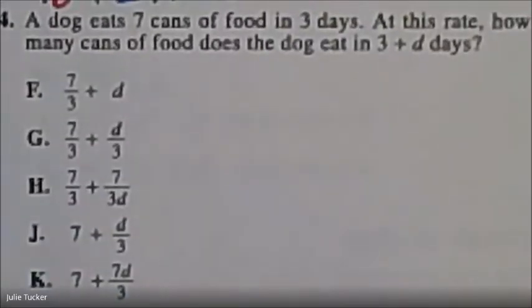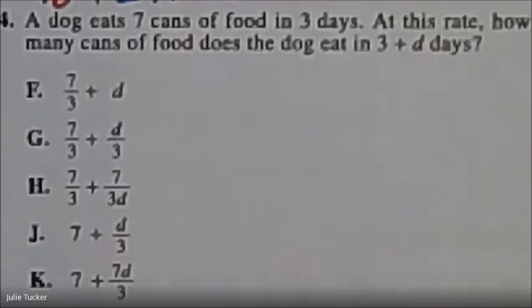A dog eats 7 cans of food in 3 days. At this rate, how many cans of food does the dog eat in 3 plus D days? So, D days just means they want to know a rate for every single day. They want to know how much he eats every day. So if it's 7 cans in 3 days, how can we find out how much he eats in 1 day?